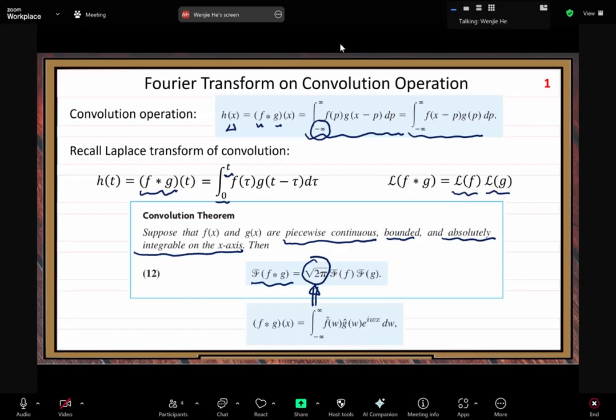Next, this is another representation. Here we can do the inverse Fourier transform. How to see that? From this formula, let us apply the inverse Fourier transform.